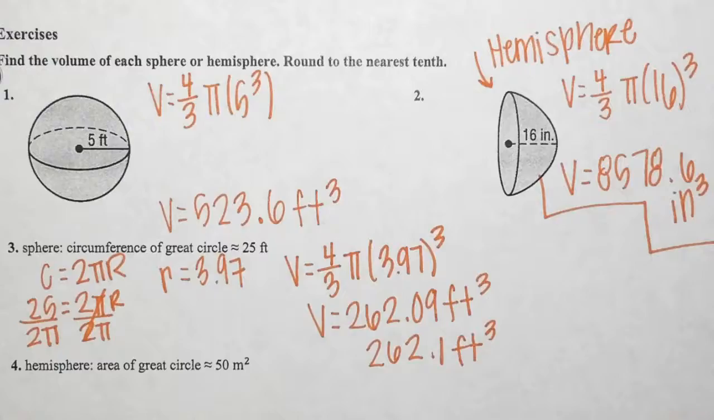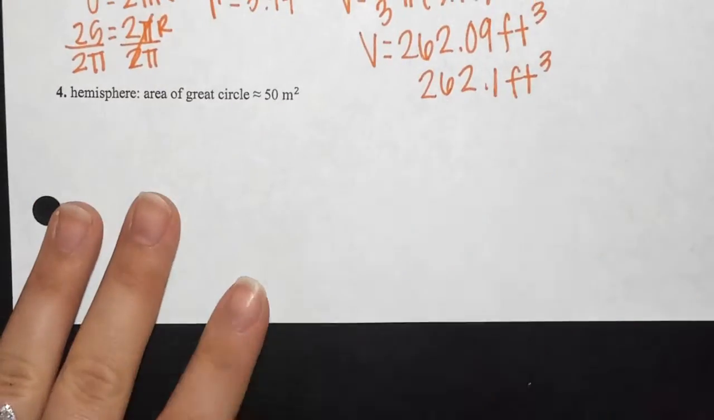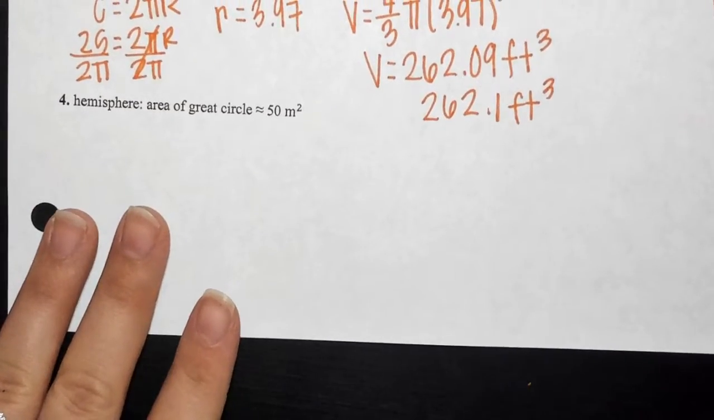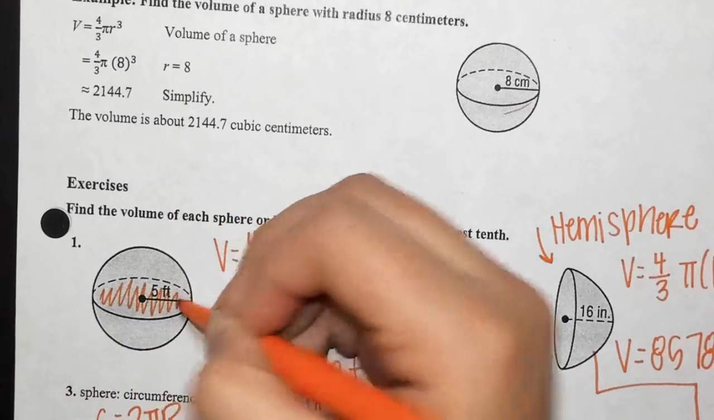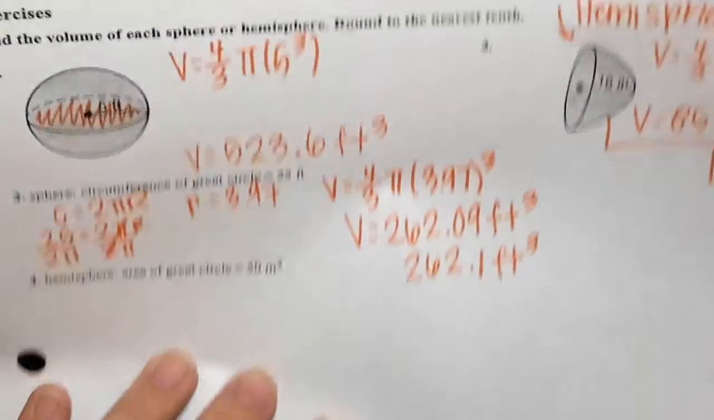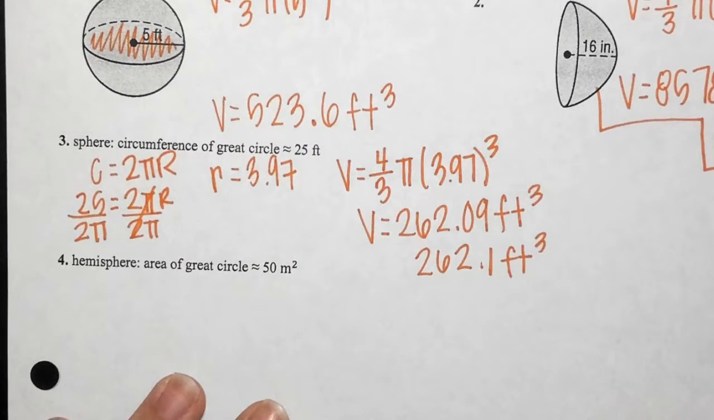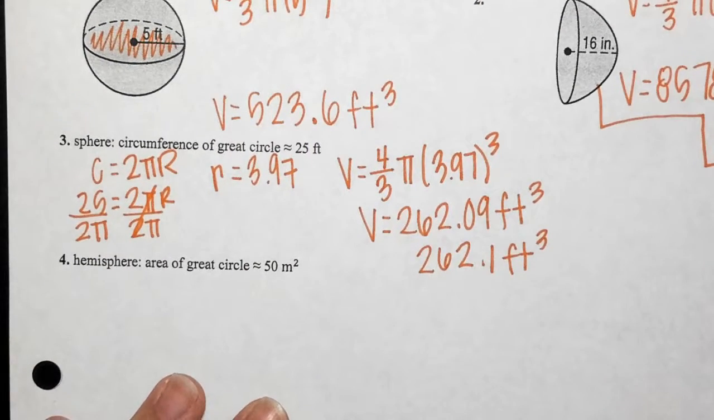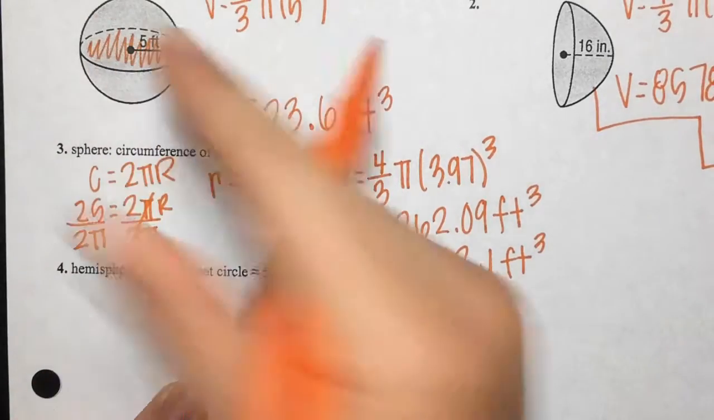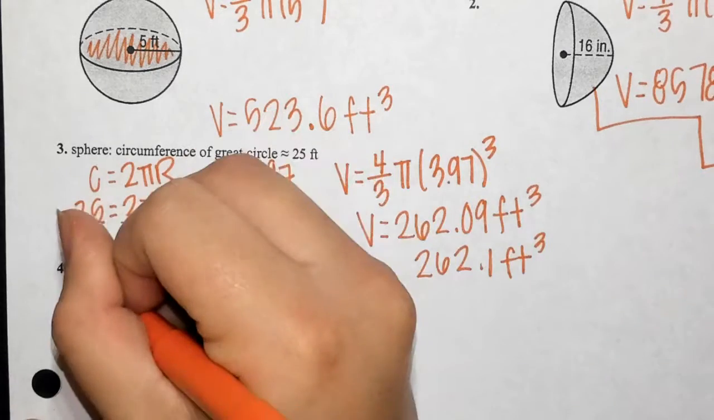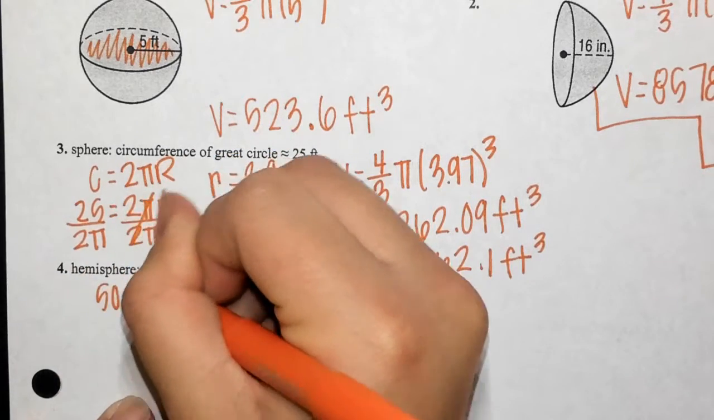Okay, so now here's a different scenario. We're finding the hemisphere, which is half, and we're given the area of the great circle. This right here, this is what they're talking about, great circle. So I know the area of the great circle. Well, what do I need from that area formula? Radius. What's the formula for area of a circle? Pi r squared. So if I know the area of this great circle is pi r squared and the area is equal to 50, can I find the radius?